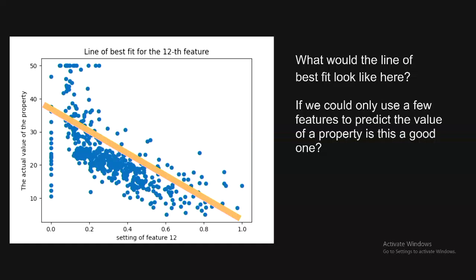Then, similar to the question I asked before in the actual homework, would this be a good feature if the y-axis is the value of the house and the x-axis is this feature? Who thinks that this feature would be a good feature to use to predict the price?